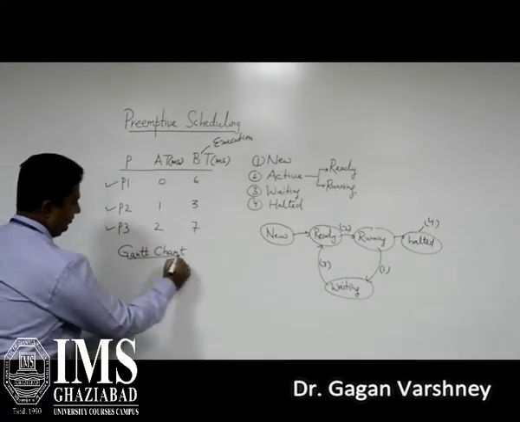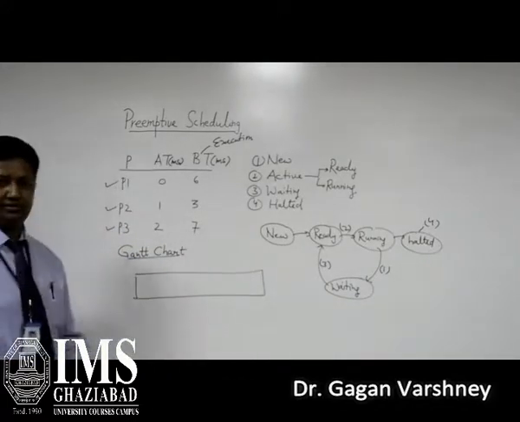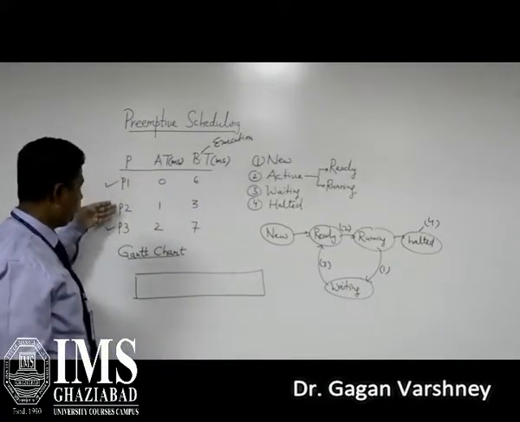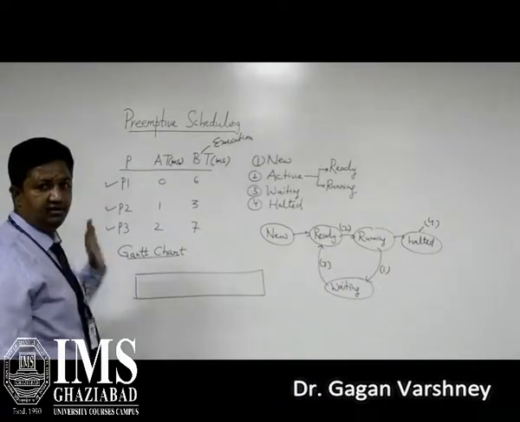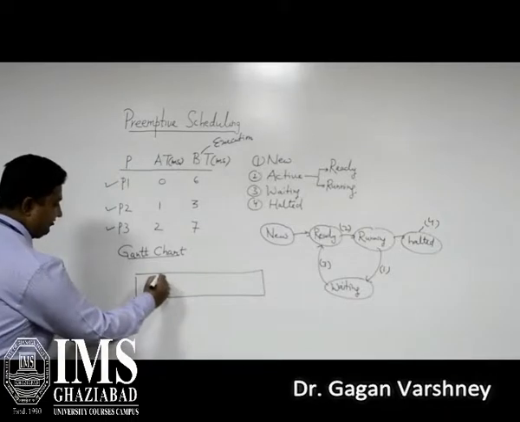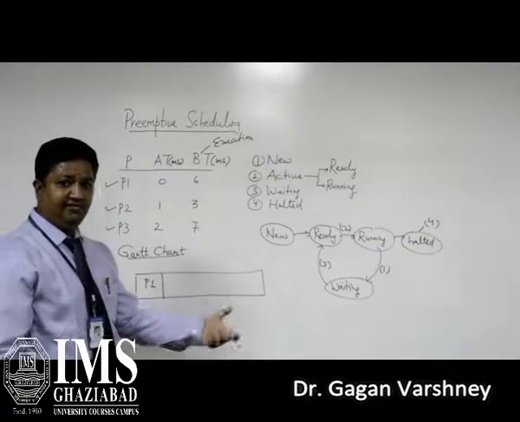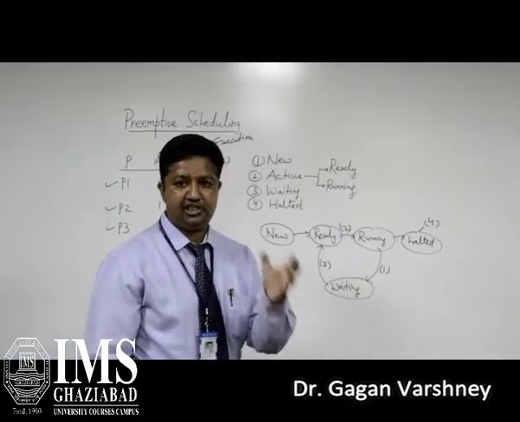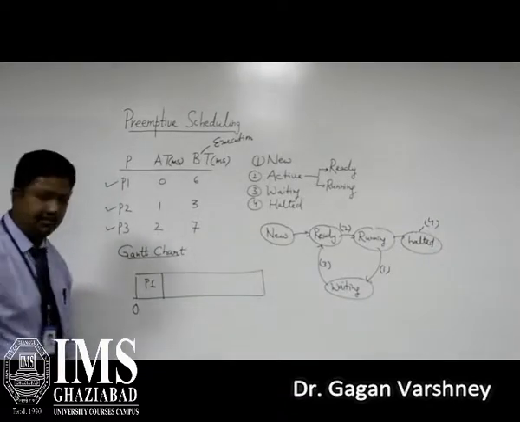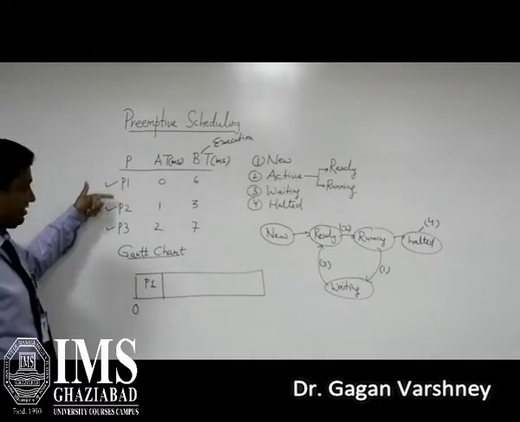This chart may have a rectangular box, right? In the rectangular box, we have processes P1, P2 and P3 respectively. Now, process P1 arrives first. This is process P1. When process P1 arrives, the waiting time of process P1 is 0 milliseconds, right? Now, the next process after P1 is process P2.